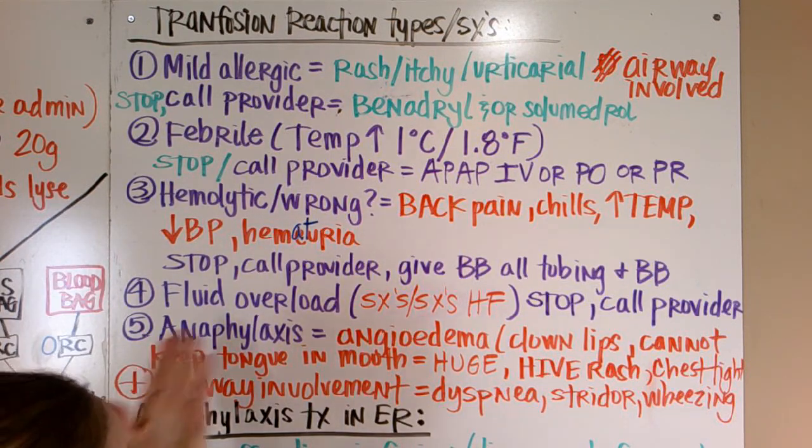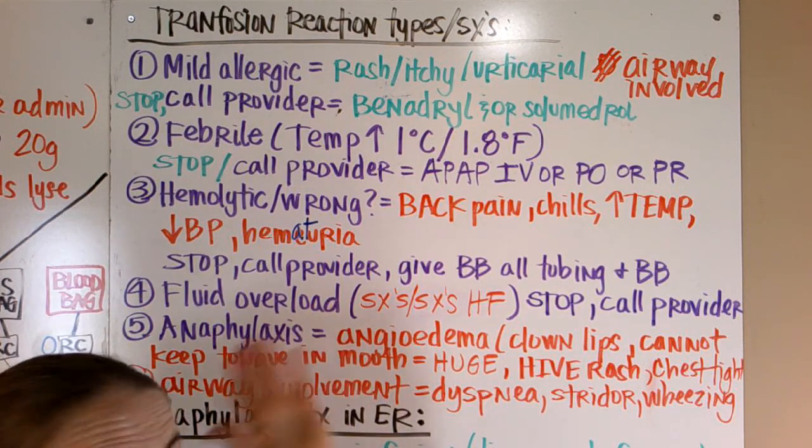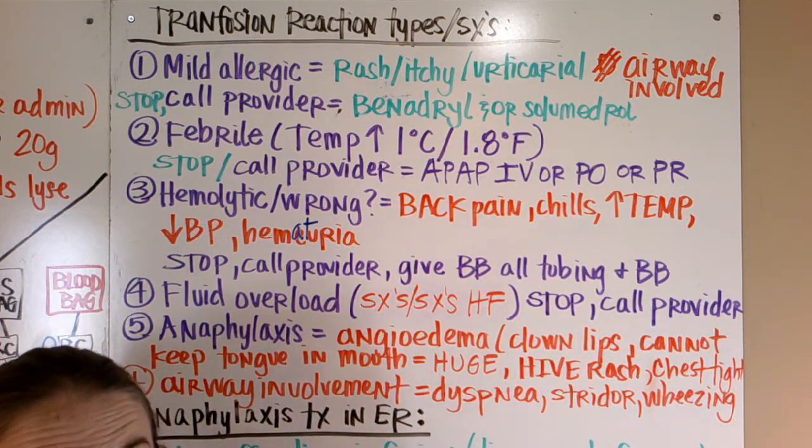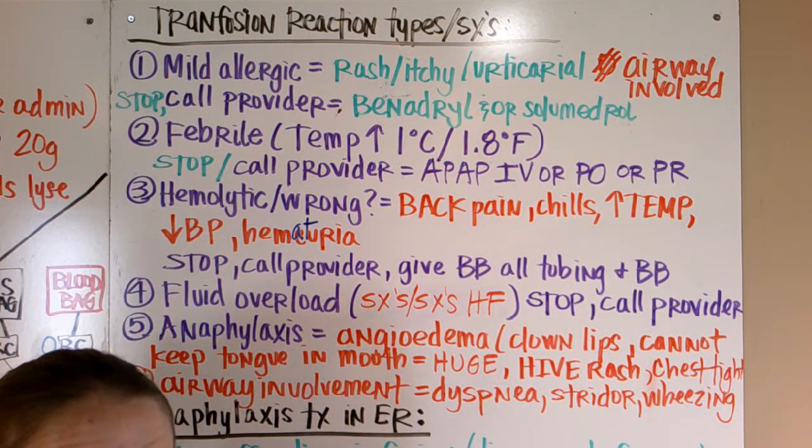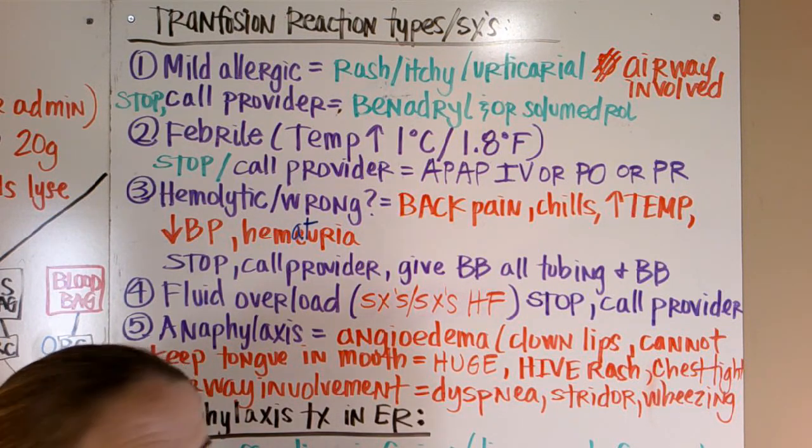Okay, now we have to stop the infusion, call the provider, and then we give everything to the blood bank. So you take the entire infusion out, including your blood tubing, your blood bag, the whole thing, and you give that straight to the blood bank. They have to test it and do all their stuff.